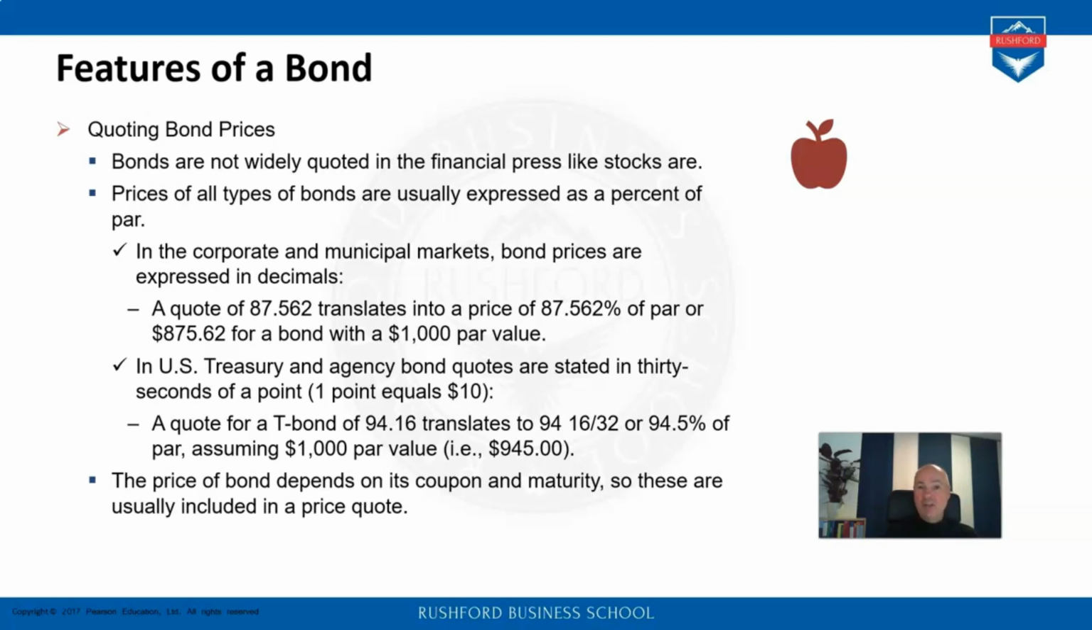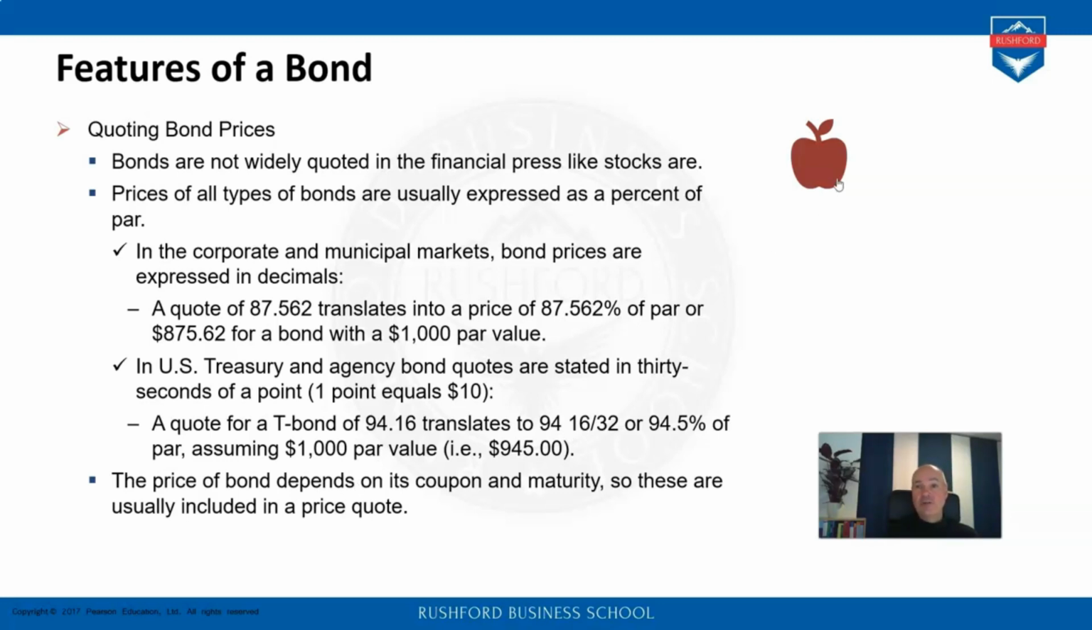The US Treasuries and the agency bonds, agencies being subsidiaries of the US government, are quoted in 32nds of a point, meaning we have 1/32s, 16/32s, 8/32s, and so on.